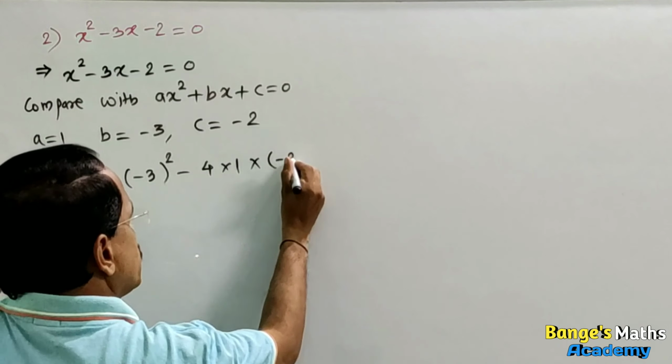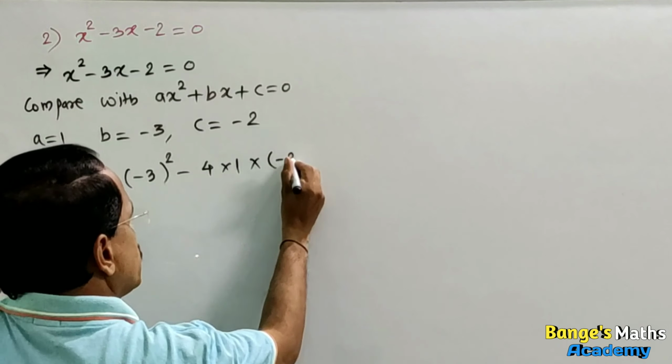So see, write down given example. 5m square minus 4m minus 2 is equal to 0. First of all, write down given equation in the general form, ax square plus bx plus c is equal to 0. So given equation is in the general form. Then compare given equation with ax square plus bx plus c is equal to 0. Then find value of a, b and c.